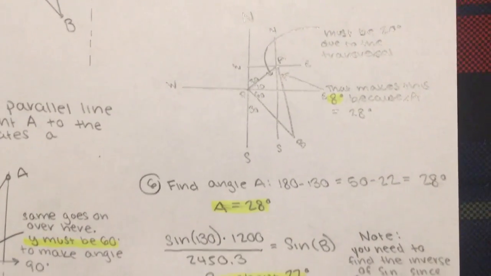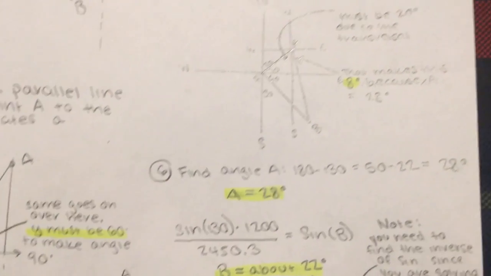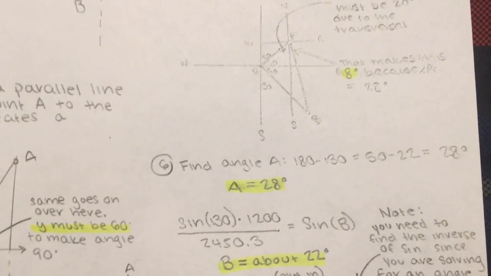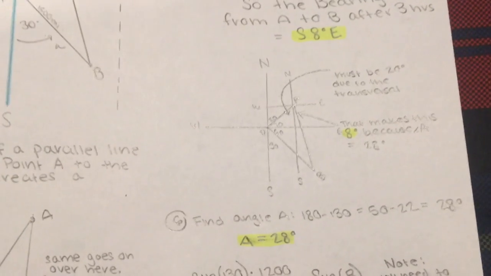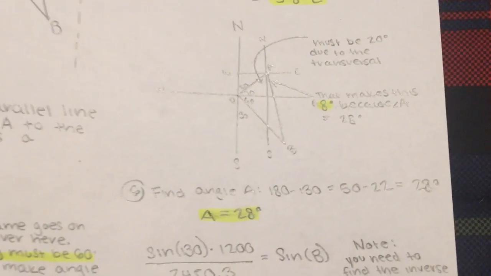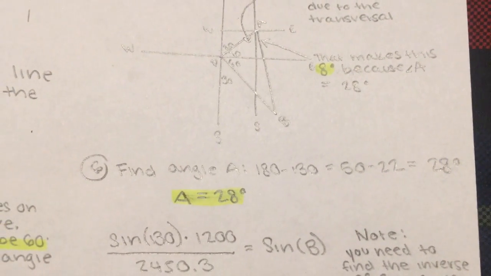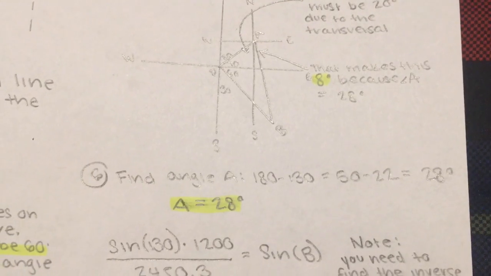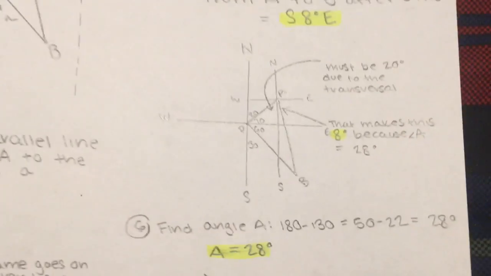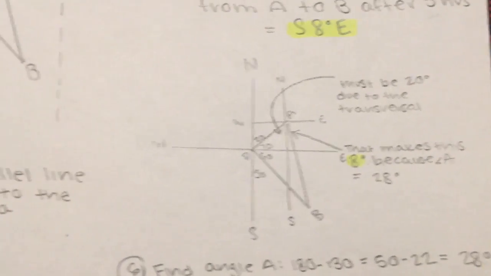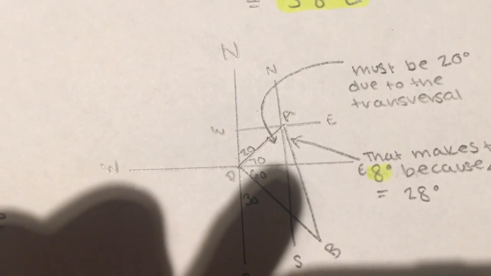Next, now that you have your measure of B, you're going to find your measure of A. You don't need to set this proportion again because you already have two angle measures and you know that, in total, everything has to add up to 180 degrees. After subtracting 130 and 22 from 180 degrees, you get that angle A measures 28 degrees. Now with this information, we can set up another transversal along point P, extending a line from there to the x-axis.